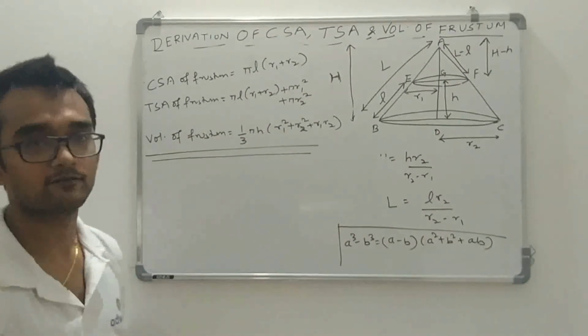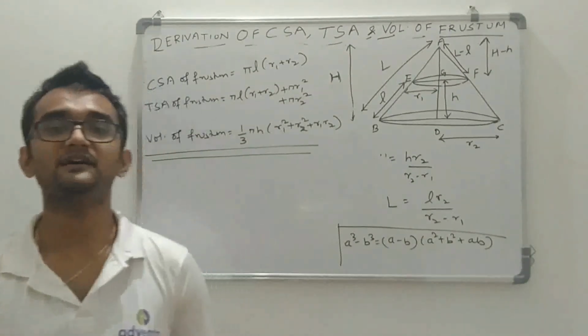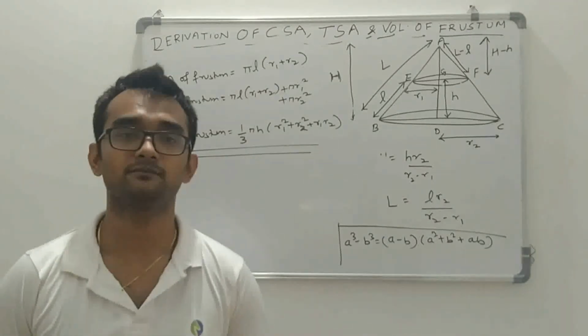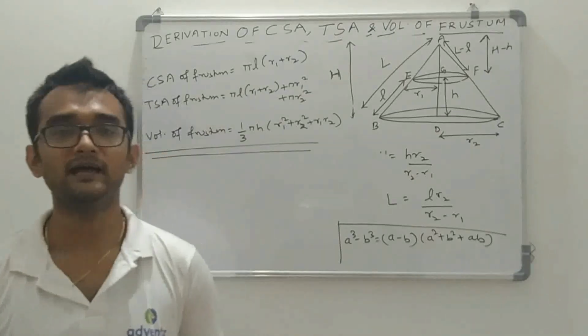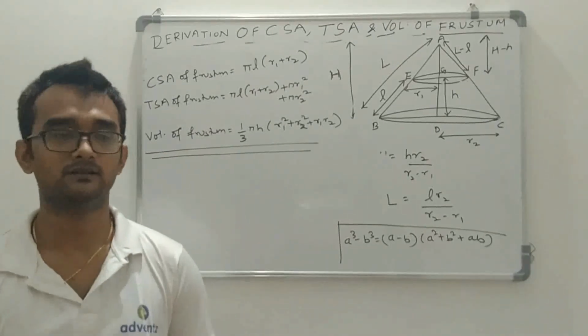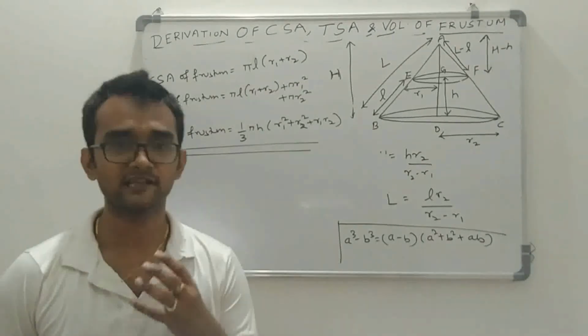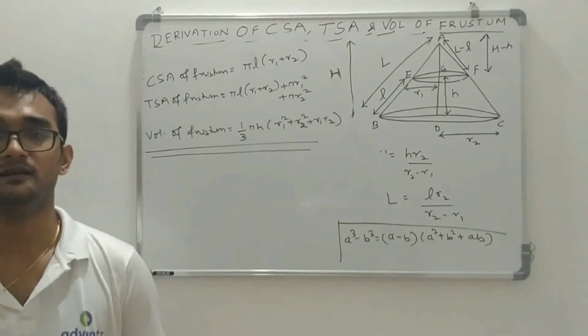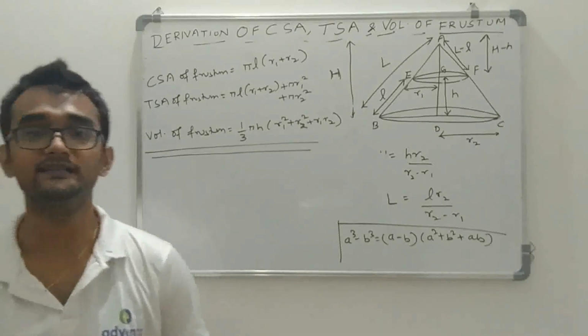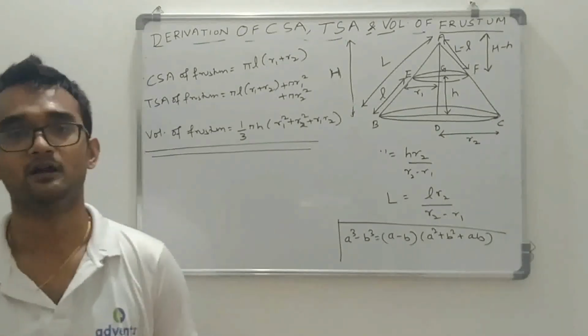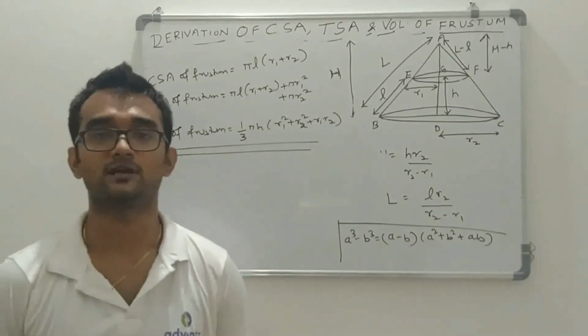So by this, friends, I have derived all the three formulas of frustum, that is curved surface area of frustum, total surface area of frustum, and volume of frustum. This is a most important derivation in the class 10 maths chapter surface area and volume, as you will get this question in the NCERT optional exercise of surface area and volume chapter.